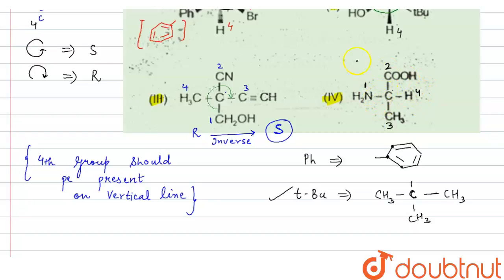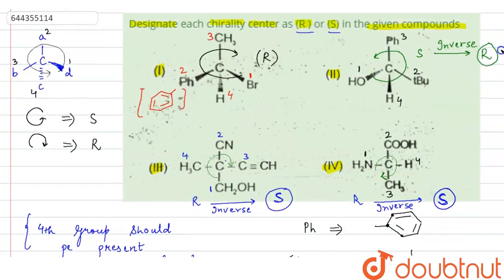So here the order will be 1, 2, 3. So it will be like this, right? And this is clockwise, and clockwise should be R. But as you see, the fourth group is present on horizontal line, so we will inverse the order. So when we inverse, it becomes S. So S is the correct configuration, right? So these are the configurations.